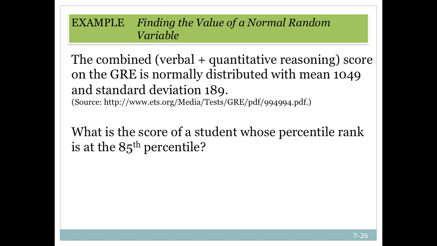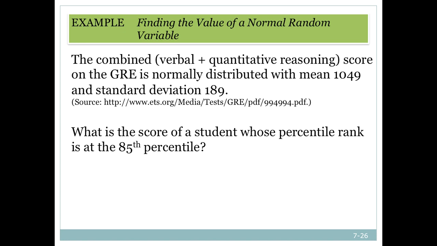Okay, now this example is a little bit different, but let's take a look at this one. The combined score on the GRE, combining both verbal and quantitative reasoning, is normally distributed. The mean is 1049 and the standard deviation is 189. And I want to know what the score of a student would be whose percentile rank is the 85th percentile.